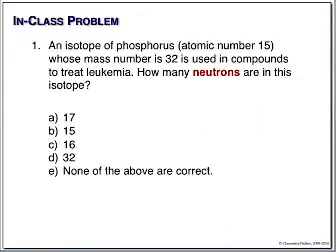All right, time for some more questions here. We have phosphorus, atomic number 15, mass number 32. How many neutrons do we have? Well, if the mass number is 32 and 15 of those are protons, we have 17 neutrons.